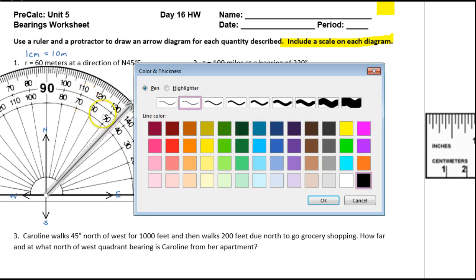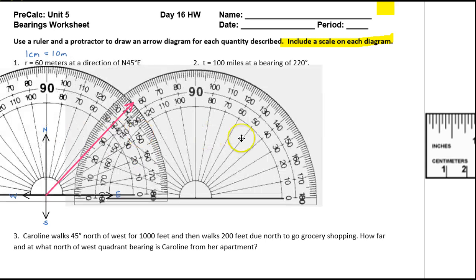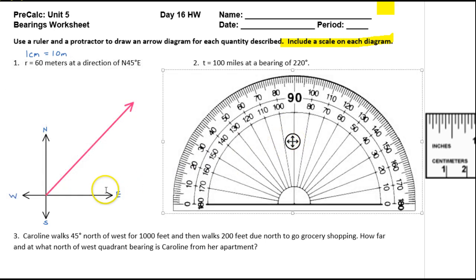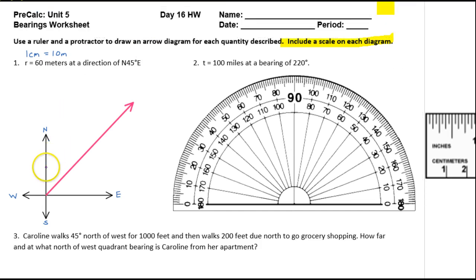Okay, I'm going to go ahead and make this pink and make it a little bigger. Okay, so now I should be able to move my protractor away, and there it is. Let me put a little extra mark in here to show that this was 45 degrees. Started north, moved 45 degrees east, drew my vector.